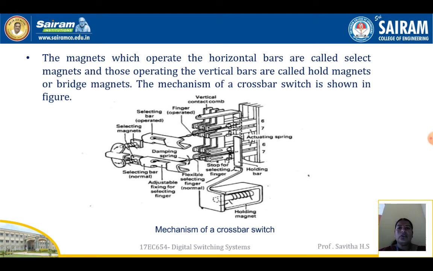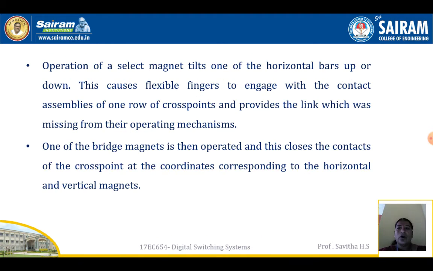The magnets which operate the horizontal bars are called select magnets, and those which operate the vertical bars are called hold magnets or bridge magnets. The mechanism of a crossbar switch is as shown in the figure. Operation of a select magnet tilts one of the horizontal bars up or down. This causes flexible fingers to engage with the contact assemblies of one row of cross points and provides the link which was missing from their operating mechanisms.